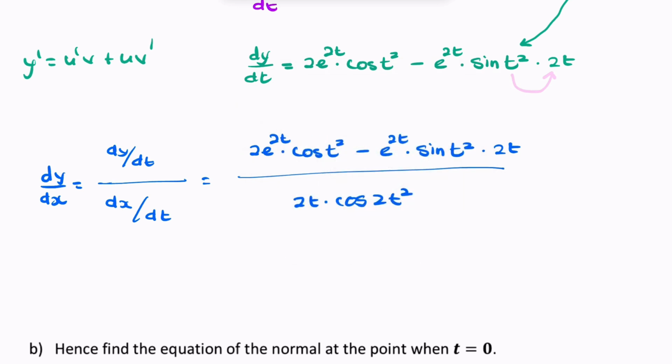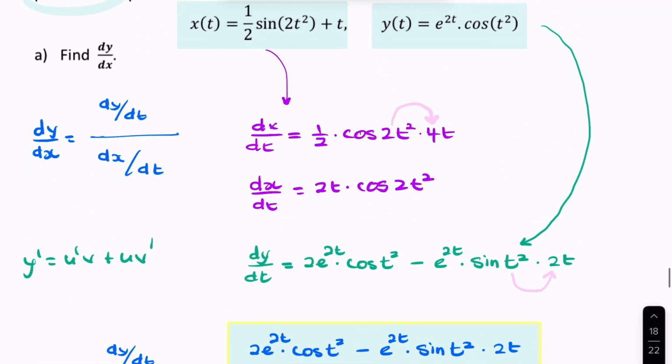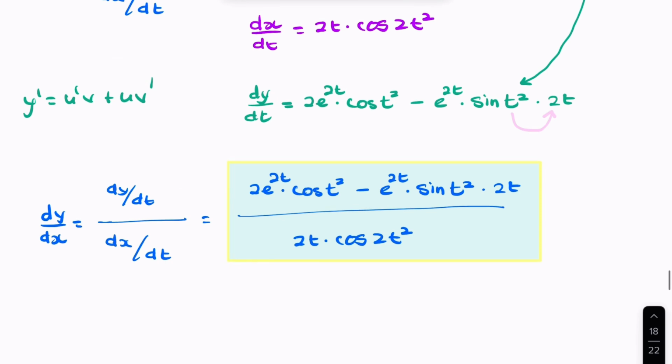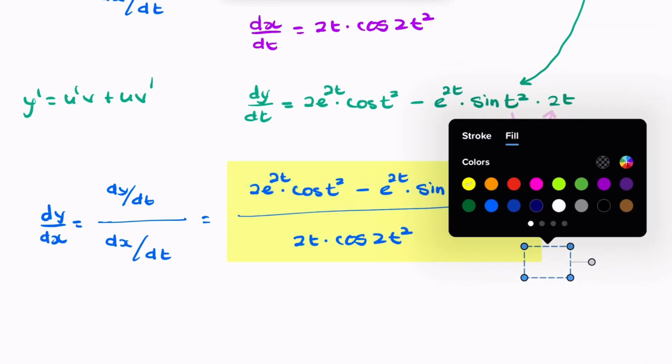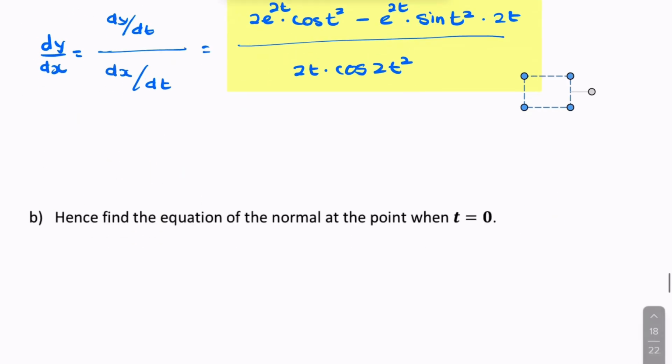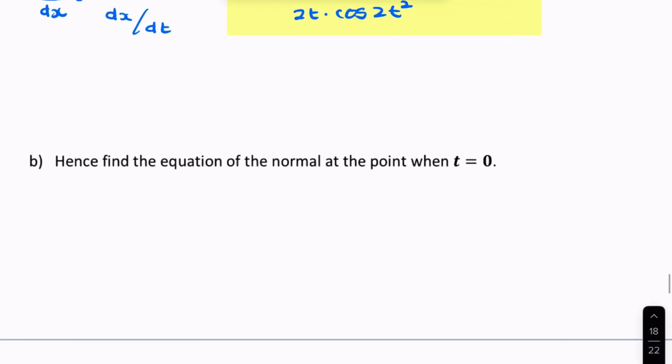Okay, so that's part A. That looks like all they want for part A: find an expression for dy by dx. They haven't given us a specific point, so we just leave it like that. The question then goes on to say, find the equation of the normal at the point t equals 0.